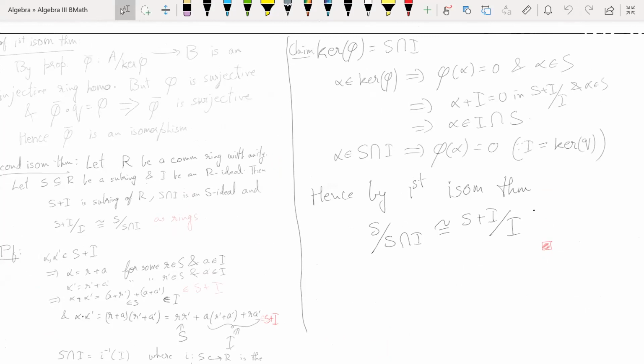Okay. So there is also the third isomorphism theorem, which is also not difficult, and so we will begin next lecture on Tuesday with the third isomorphism theorem.